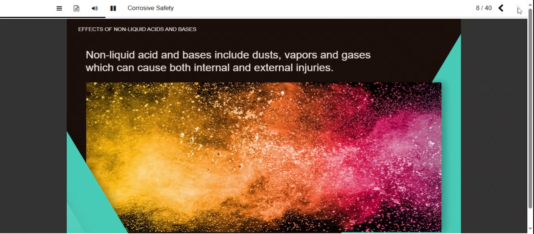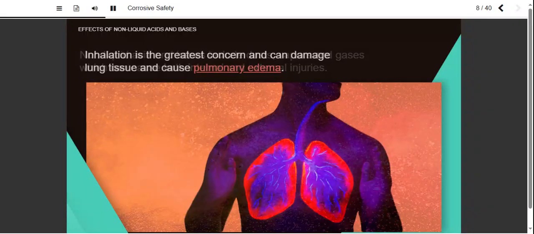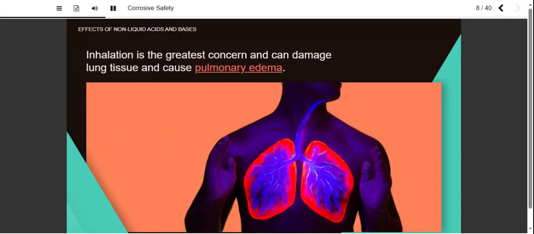While most skin exposure to corrosives is from liquids, dust from some solid corrosives can produce both internal and external injuries. The same is true for corrosives that produce vapors as well as corrosive gases. Inhalation is the greatest concern for internal injuries. Corrosives that damage lung tissue will cause chemically induced pulmonary edema.